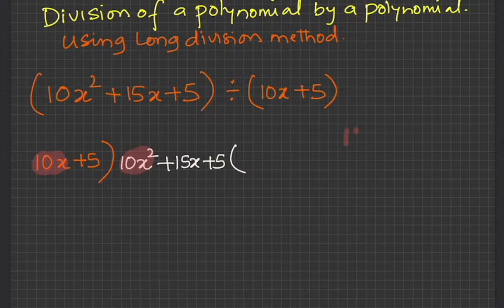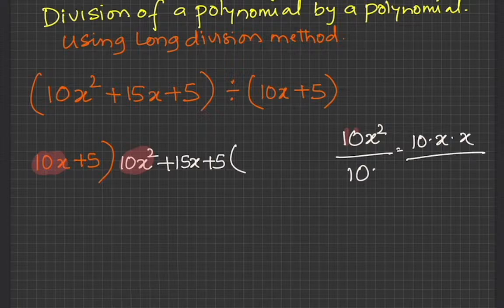When I divide 10x squared by 10x, which is nothing but 10 times x by 10x, that is 10 times x. Okay, so this 10 and this 10 cancel. So I'm left with x, correct? So I'm going to take this x over here, what is left over, and that is going to be the first term of my quotient, x. Got it? This is going to be the first term of my quotient.